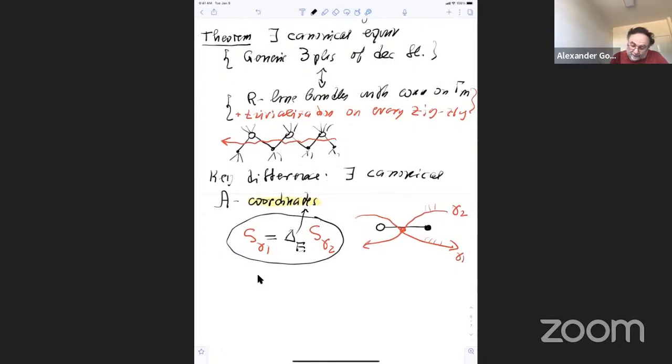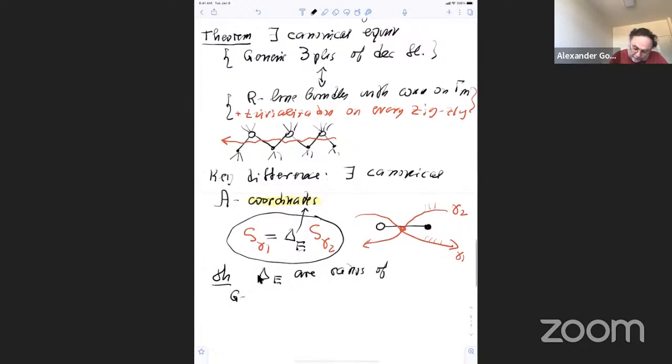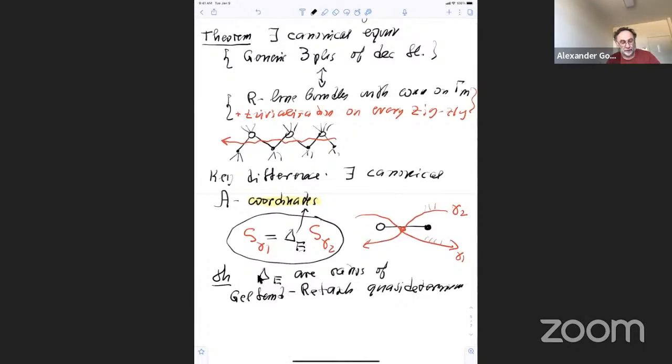And the first thing is that we can calculate them. So there's a theorem that delta E are ratios of Gelfand-Retakh quasi-determinants. And actually, this is a good way to understand what the quasi-determinants are, because they appear very naturally. You don't have to invent them; they're just there, and their properties are also immediately transparent from this picture.